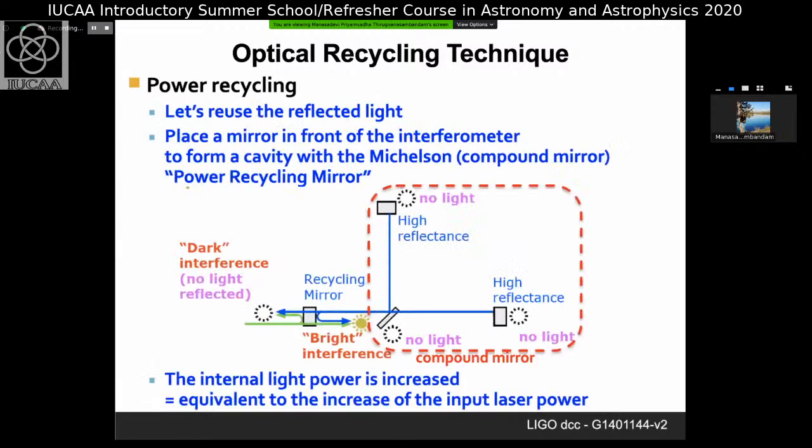Which is not ideal, because you're looking for increasing the laser power, and most of your light gets wasted by going back towards the laser itself. So what we use is a recycling mirror, so that the reflected light gets used again inside the interferometer. We place the mirror in front of the interferometer, as you can see in here, and this works as equivalent to increasing the input laser power.